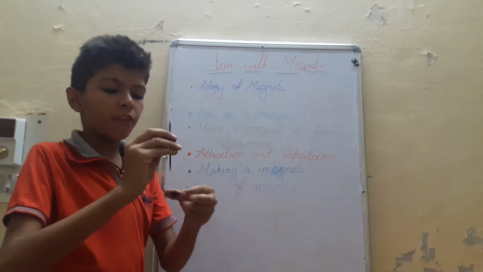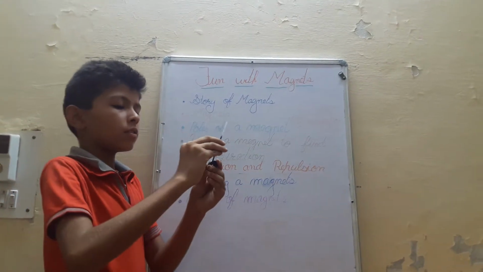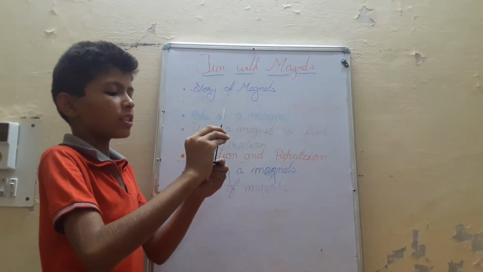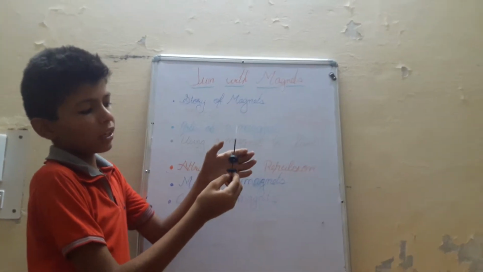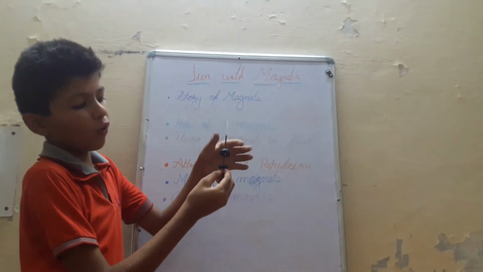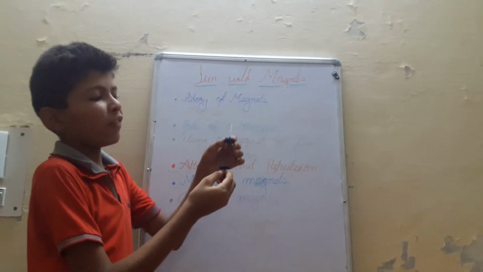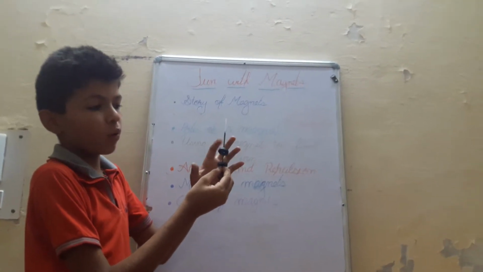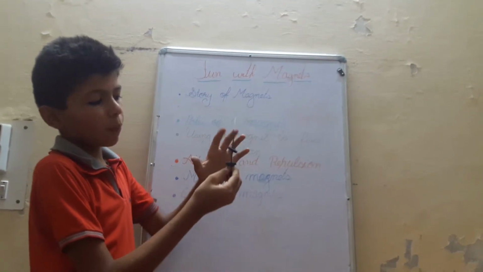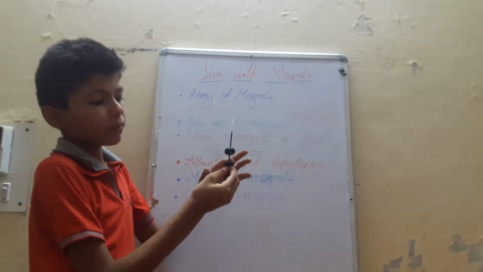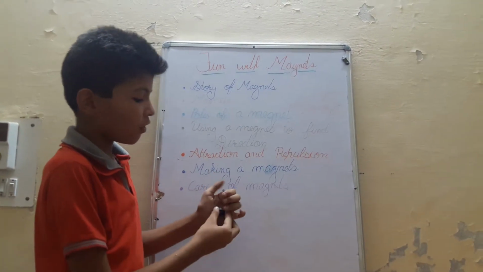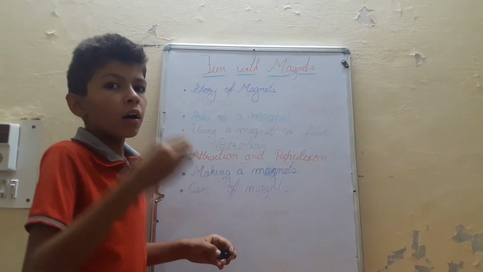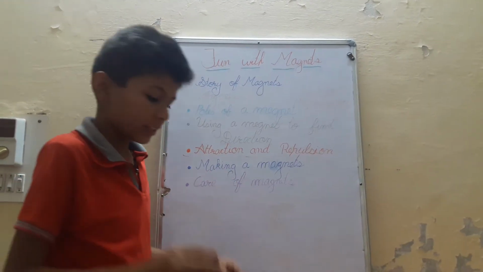But if this is South Pole and this is South Pole, what happens? As you can see, this magnet started floating. It does not fall, even when gravity or my hands are pulling it downward, because it is a natural phenomenon of the magnet that the same poles repel each other.